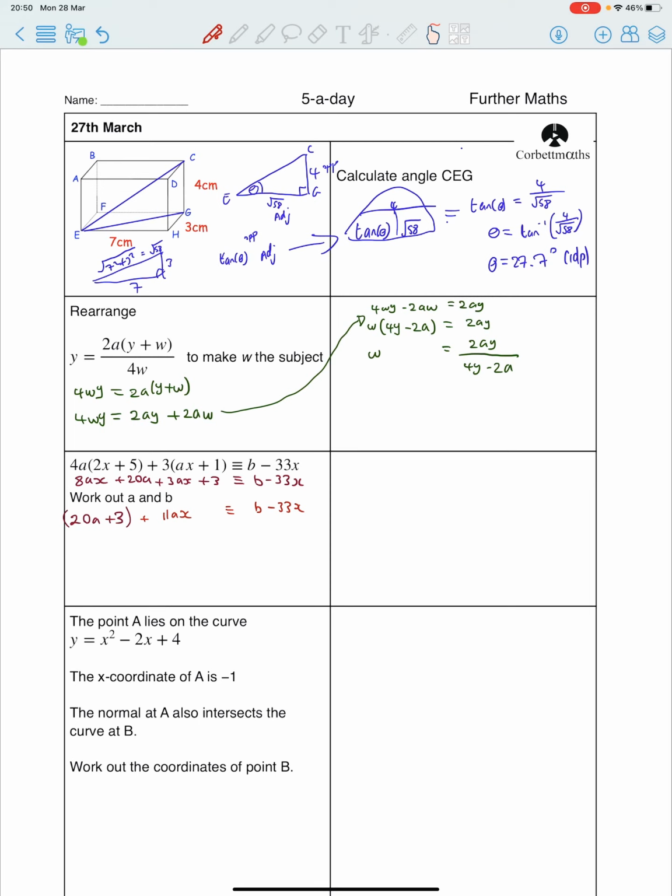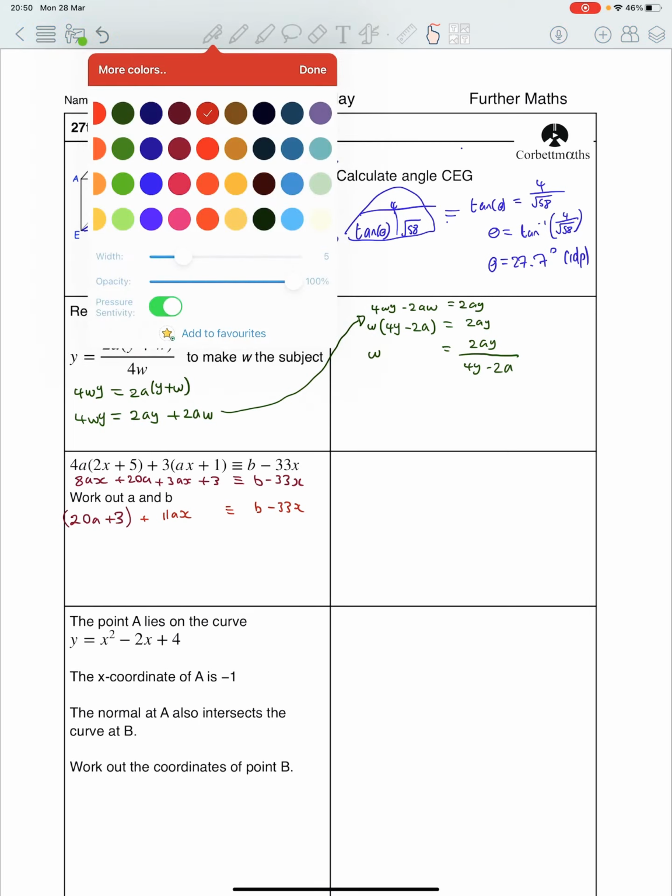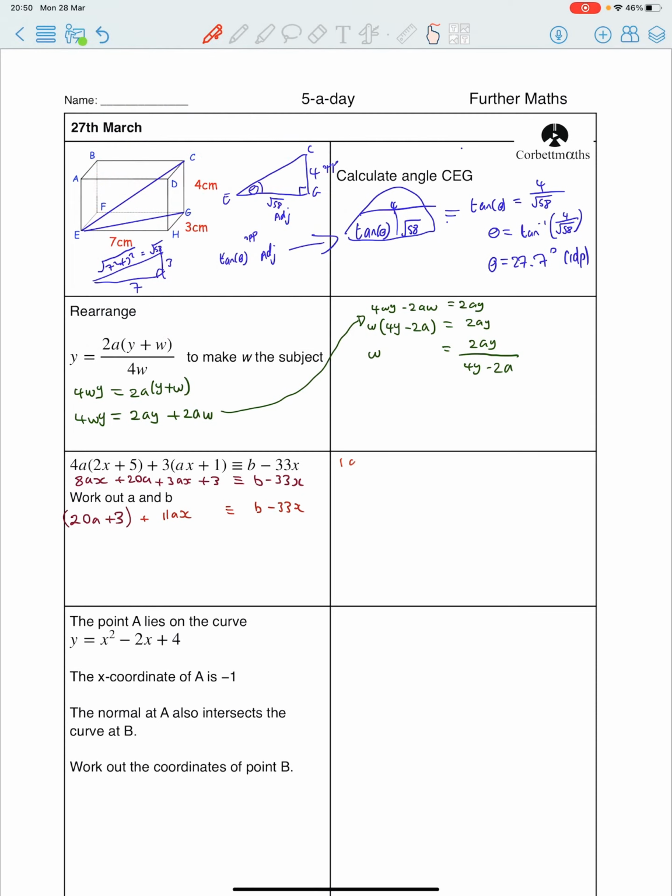Now, what we can do here is we do something called comparing coefficients. If you look at the bits that have x's, that's going to be 11ax. That's going to have to be equal to minus 33x, because if they're identical to each other, then the x's must be the same. Cancelling the x's gives us 11a is equal to minus 33. Then dividing both sides by 11, I get a is equal to minus 3.